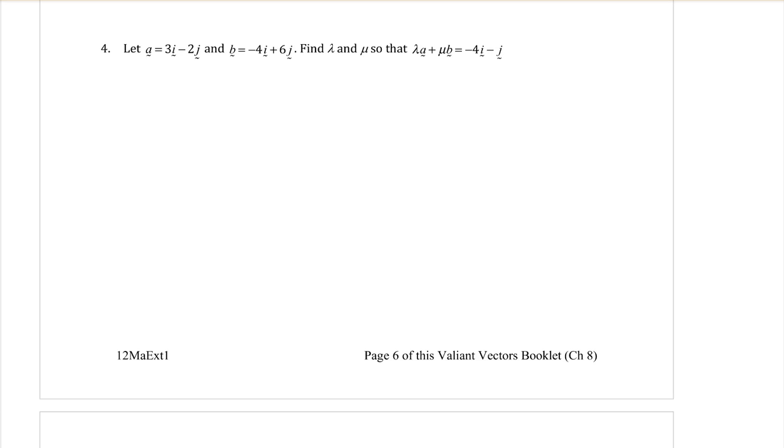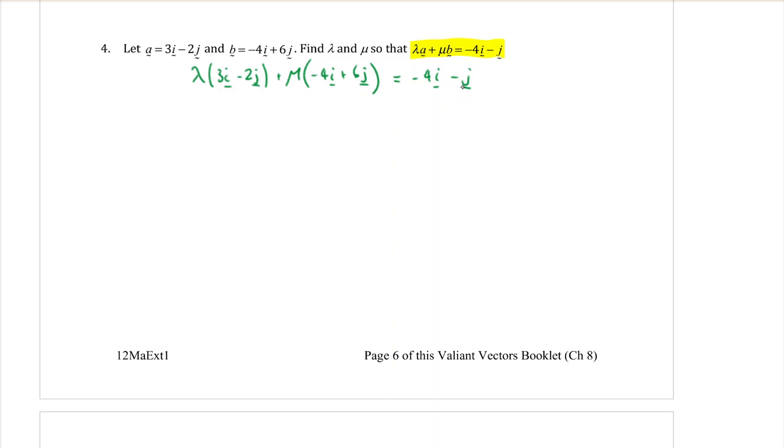I'm going to sub my vectors into that equation. I'm sorry, I should highlight, that's the equation there I'm going to sub them into. So I have a lambda, and instead of vector A, I'm going to put my components in there. I have 3i minus 2j, don't forget your tilde lines. And then I have plus mu, and vector B is minus 4i plus 6j. And that is going to be equal to minus 4i minus j. So you see what I've done? I've just subbed my vectors in so far.